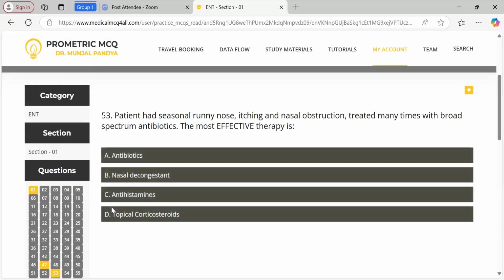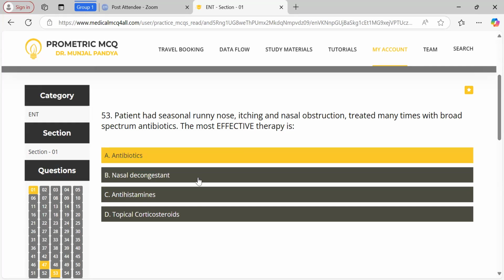A patient had seasonal runny nose, itching, nasal obstruction, treated many times with broad spectrum antibiotics. The most effective therapy is, I just told you the answer. Many times treated again and again, and these things are not relieved. Then what will you give? Will you start with antihistaminic and decongestant? Because many times treated. Now tell me. No, steroid. Yes, because many times treated, na?